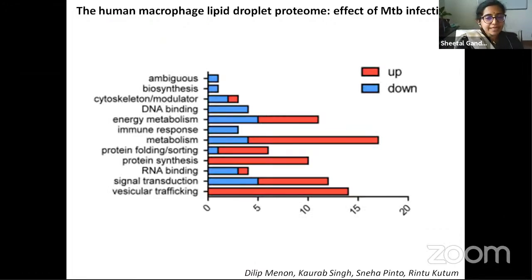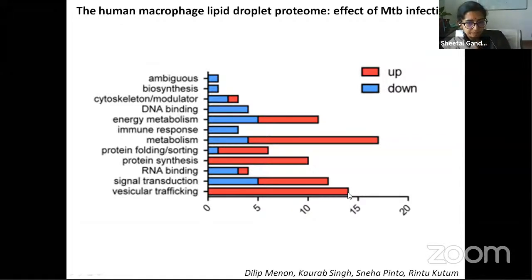Basically after that, these 86 proteins, we tried to bin them into different kinds of functions. So if you have 86 proteins in hand and you want to figure out what are the different processes that these proteins could be involved in, we try to read up literature and we try to bin them into different classes. So for example, let's take a look at this last bar. Proteins involved in vesicular trafficking were the highest in number that were changing in any given direction. Similarly, we had proteins in metabolism which were both decreasing and increasing in response to live MTB infection.